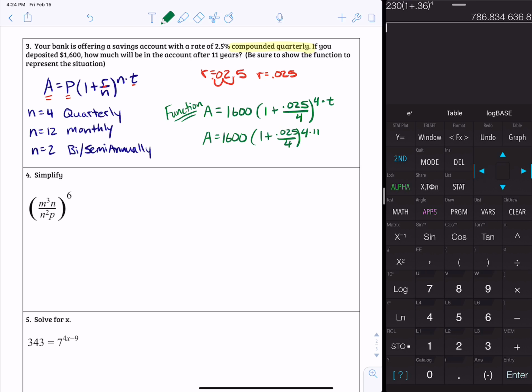And then like I've told you in class, go ahead and multiply the 4 times 11 so you make sure not to make a mistake when you type it in. So that would just be 44. So in my calculator, I'm going to type 1,600 parentheses 1 plus 0.025 divided by 4. And then make sure I take it to the 44th power. So I would get that my final amount after 11 years is $2,104. And since we're talking about money, round to the nearest 100th place. And that's it for number 3.